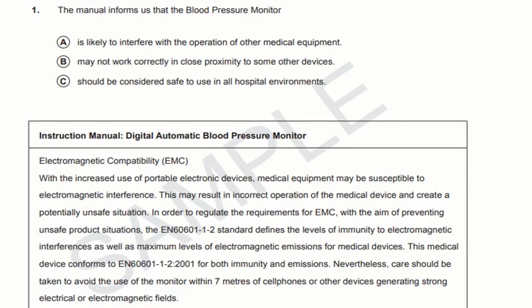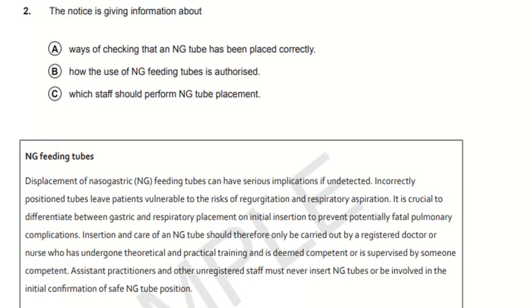Alright, let's take the next one. And again, we will start by reading the text quickly but carefully. It talks about nasogastric feeding tubes. Displacement of nasogastric feeding tubes can have serious implications if undetected. Incorrectly positioned tubes leave patients vulnerable to the risks of regurgitation and respiratory aspiration. It is crucial to differentiate between gastric and respiratory placement on initial insertion to prevent potentially fatal pulmonary complications.